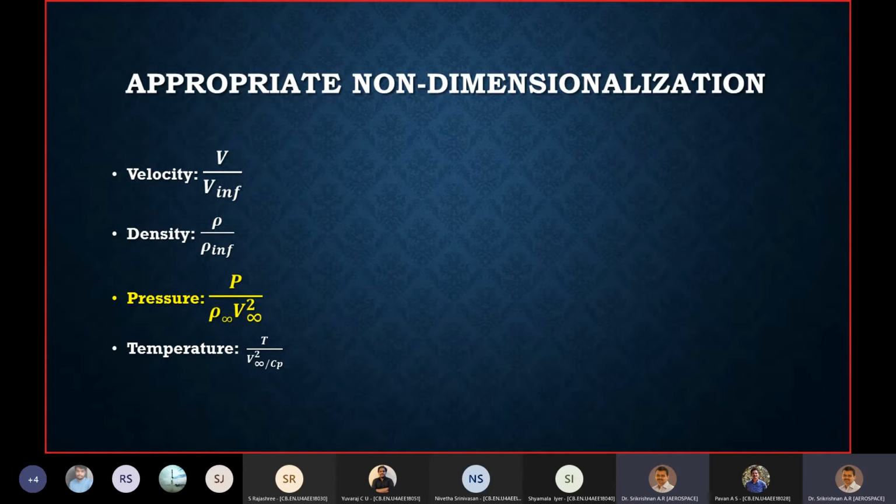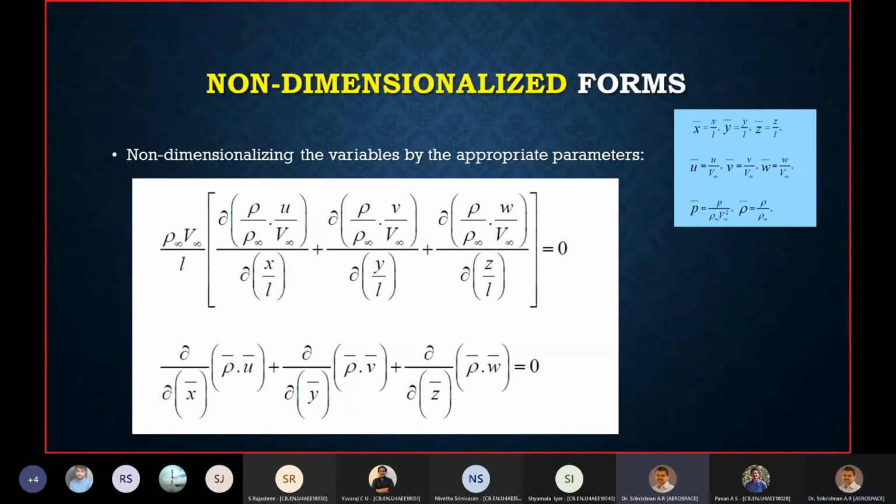Please look at the relation between the two. V infinity squared is something related to kinetic energy, right? And energy will have the unit of Cp into T, right? So we have T on the top. So the numerator V infinity squared by Cp will have the same unit as temperature. So that non-dimensionalizes the temperature. Now what we are going to do is rewrite this equation using these non-dimensionalized forms, which may be laborious, but it's quite straightforward conceptually.